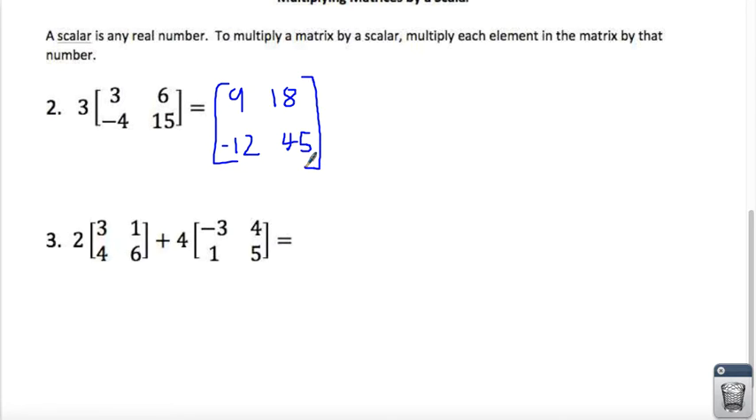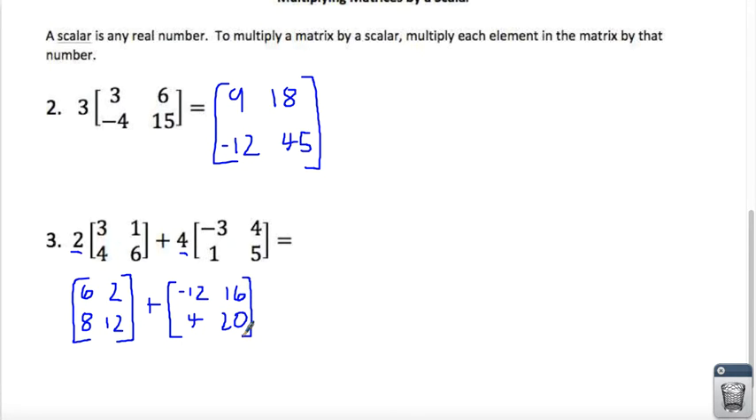For this third example, notice that we have multiplication and addition. Matrices actually are going to follow the same kind of order of operations that numbers would. So in order to add these matrices, first I need to multiply by the constant numbers on the outside. So 2 times 3 is 6. 2 times 1 is 2. 2 times 4 is 8. 2 times 6 is 12. And 4 times -3 is -12. 4 times 4 is 16. 4 times 1 is 4. 4 times 5 is 20.